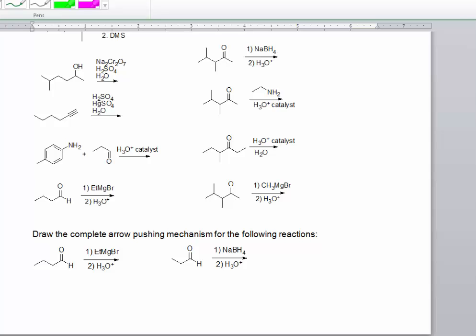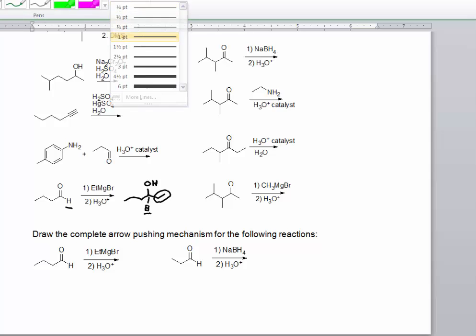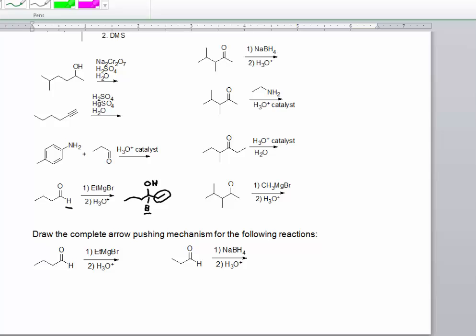So looking at these final two reactions, we see an aldehyde that we're asked to react with ethyl magnesium bromide. Remember, that's a Grignard. It's a carbon nucleophile, and it's going to turn our aldehyde into an alcohol, and it's going to add a carbon group equivalent to the ethyl. So here's the ethyl right here, and the original aldehyde hydrogen is right there. And so this is a Grignard reaction here.